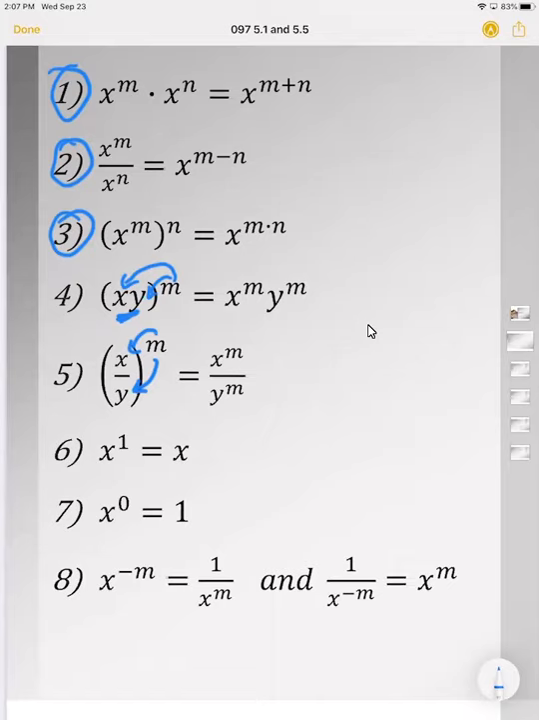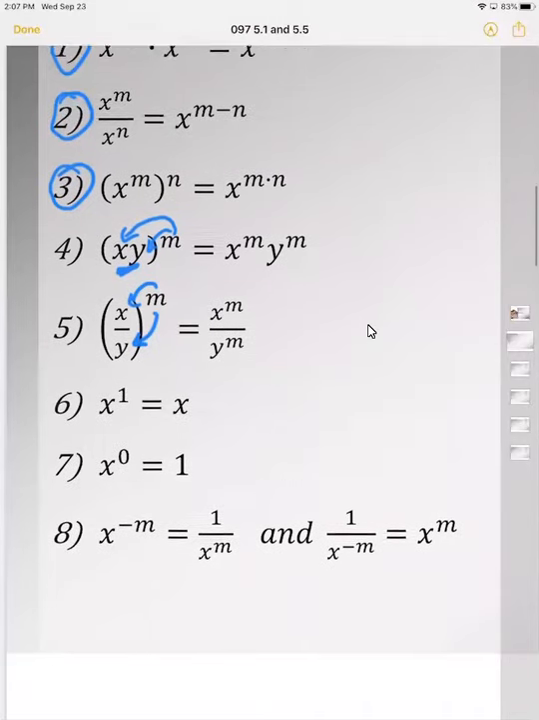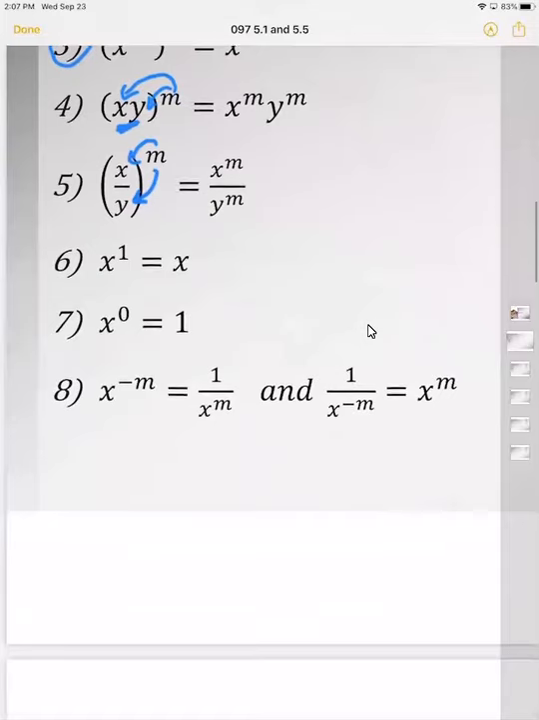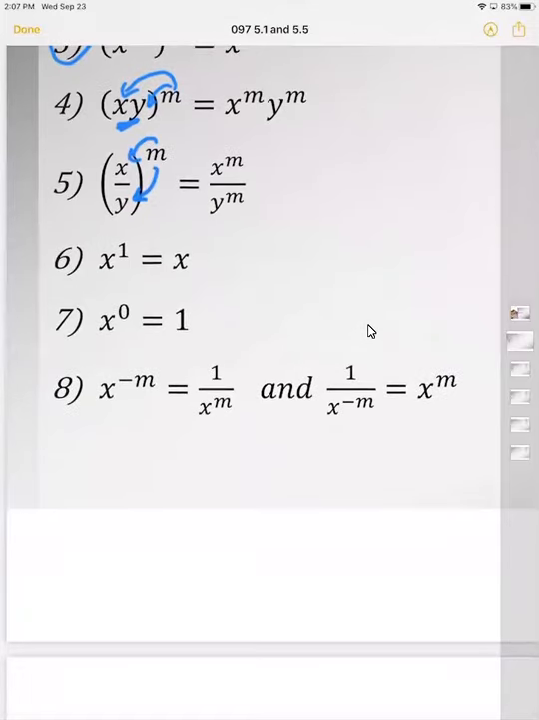So basically, rule number 4 combines rule number 1 with number 3, and vice versa. Rule number 5 combines rule number 2 with number 3. We will explore that in a bit.